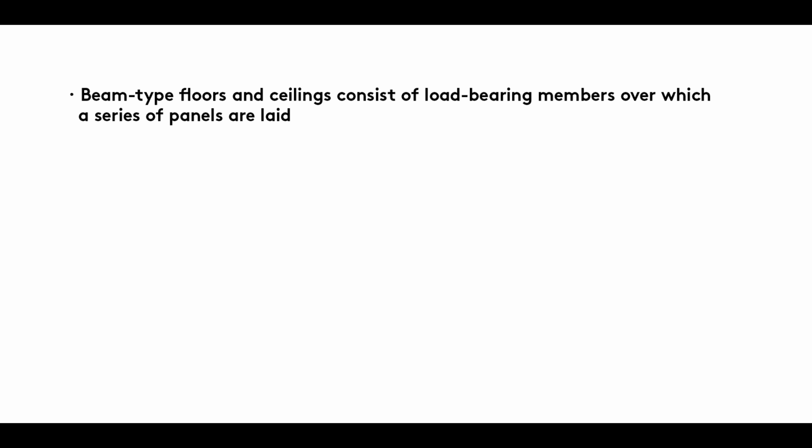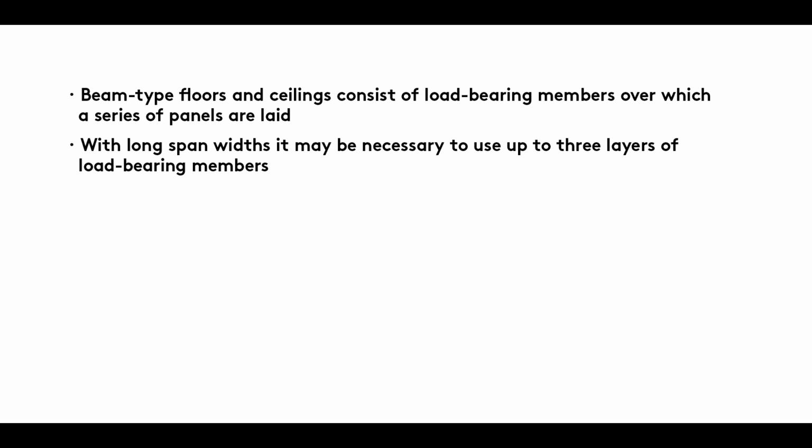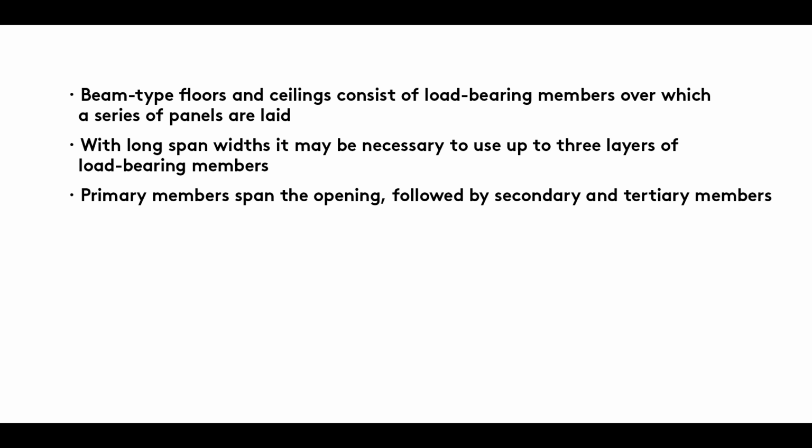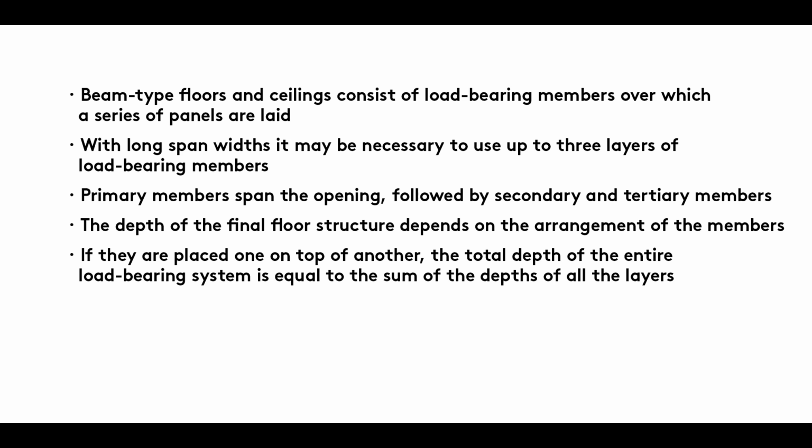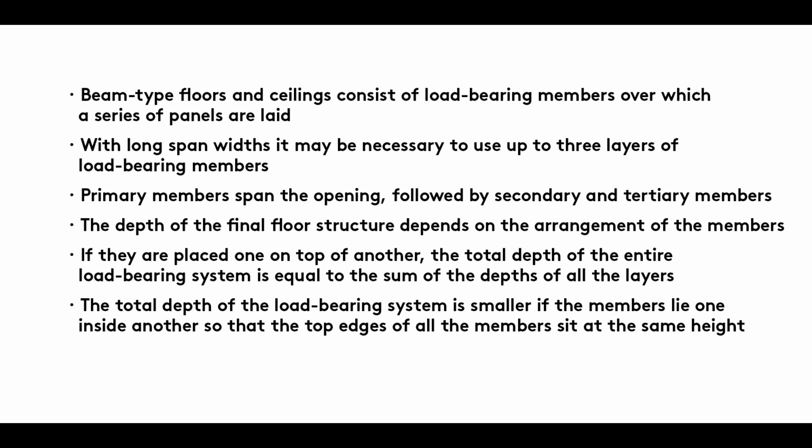Summary: beam-type floors and ceilings consist of load-bearing members over which a series of panels are laid. With long span widths, it may be necessary to use up to 3 layers of load-bearing members. Primary members span the opening, followed by secondary and tertiary members. The depth of the final floor structure depends on the arrangement of the members. If they are placed one on top of another, the total depth of the entire load-bearing system is equal to the sum of the depths of all the layers. The total depth of the load-bearing system is significantly smaller if the members lie one inside another, so that the top edges of all the members sit at the same height.